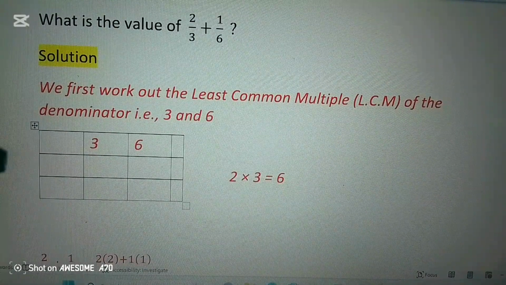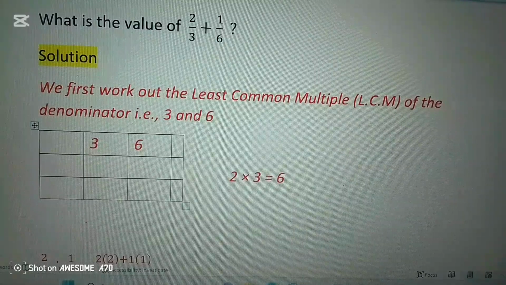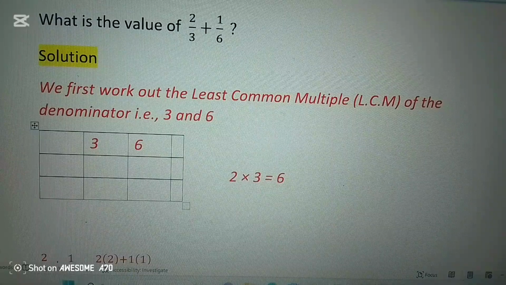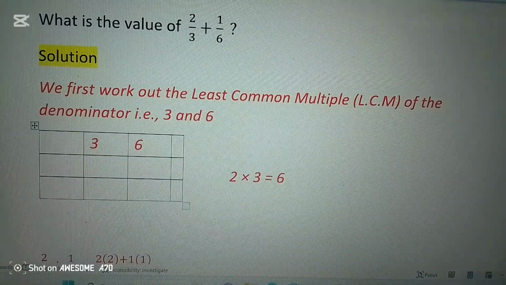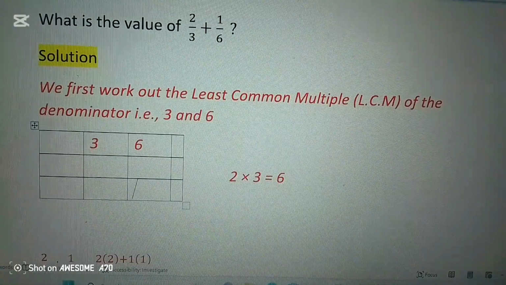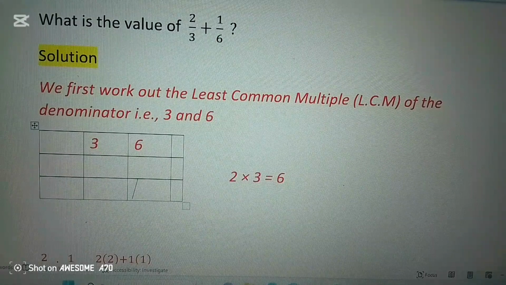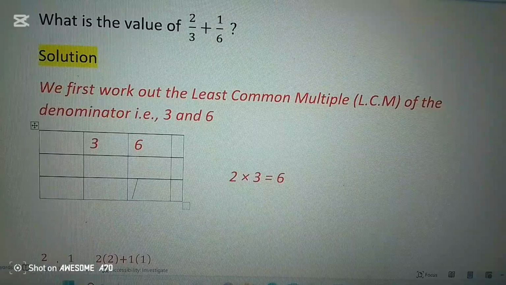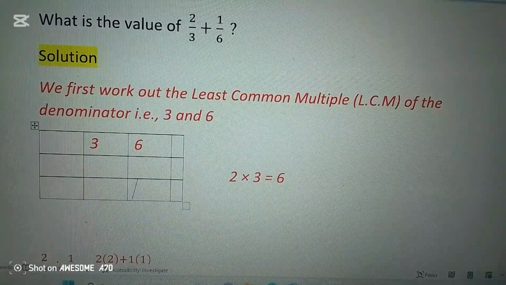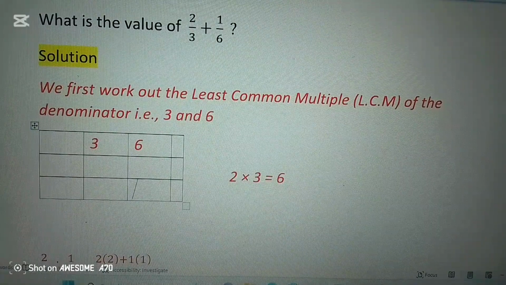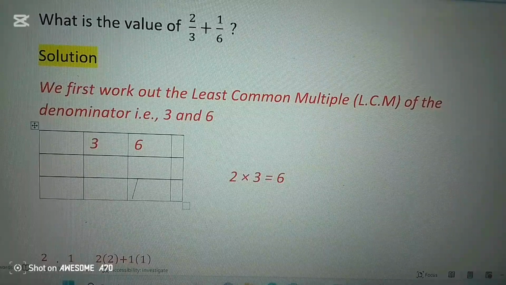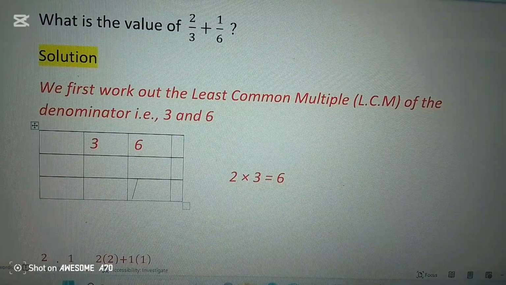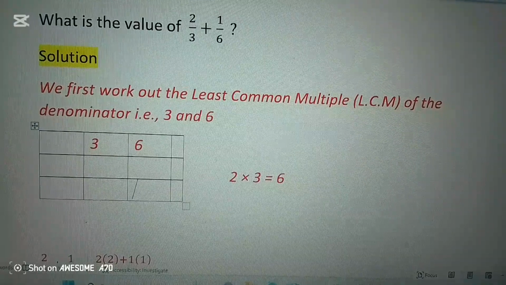Let's dive directly into the solution. The first step is to find the LCM of the denominators. 2 over 3 has a denominator of 3, and 1 over 6 has a denominator of 6. So we find the LCM, the least common multiple, of 3 and 6.